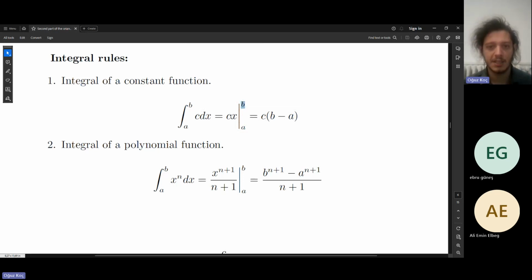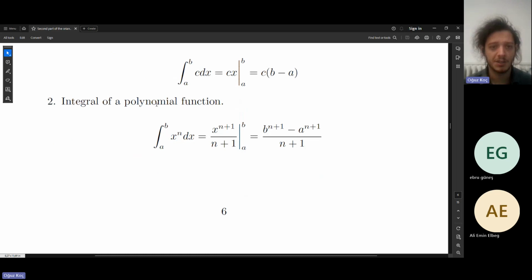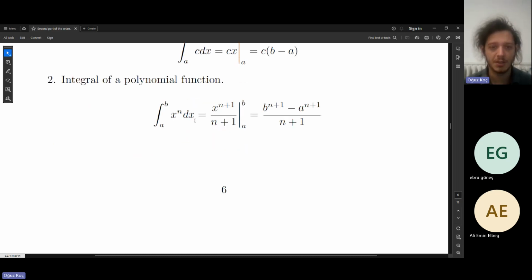It is simply c times b minus c times a here. When you put the lower limit of the integral, you just multiply it by the minus here, and then by taking the common factor here, c times b minus a. And also we have the integral of polynomial functions.